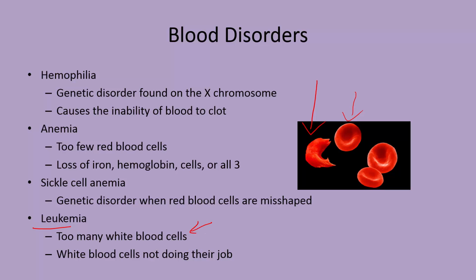All right, and that just means they have too many white blood cells, and that means that their white blood cells are not doing the job. They're not fighting off diseases. They're off doing things they shouldn't. They're multiplying at an unstoppable rate, which is bad, obviously. Okay? I believe that is it for our lesson.